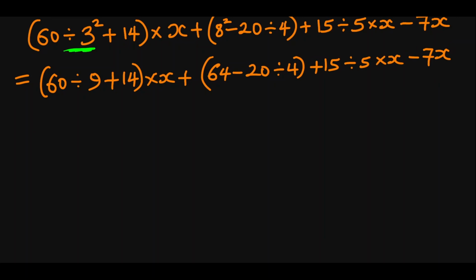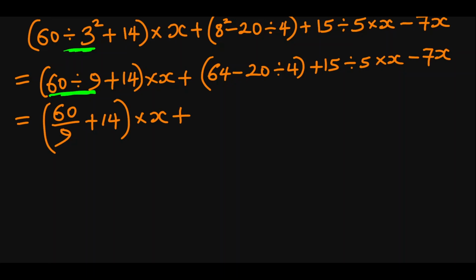Now still in the brackets, as you can see, the first bracket is 60 divided by 9 plus 14. The order of operations says do 60 divided by 9 first before we add 14. So that's exactly what to do. 60 divided by 9 is 60 over 9, then plus 14. We still leave the brackets because we will still try and simplify it if it is possible. Then times x plus the second bracket, 64 minus 20 divided by 4. Don't fall into the temptation of doing 64 minus 20 first, because based on the order of operation, we should do minus 20 divided by 4 first.